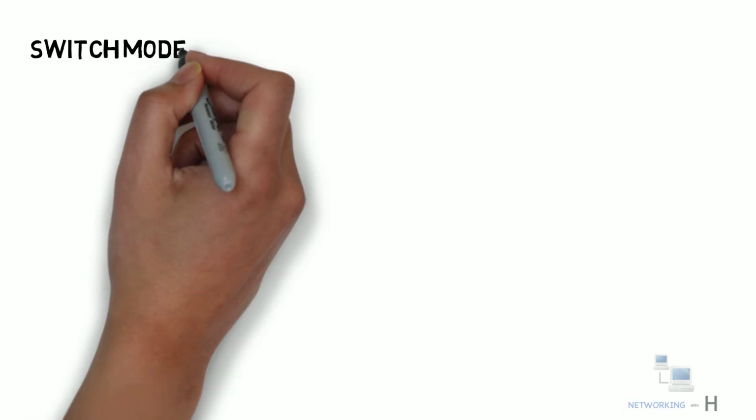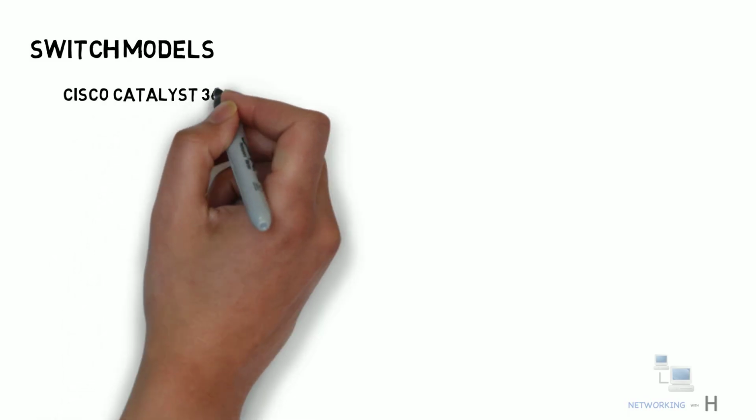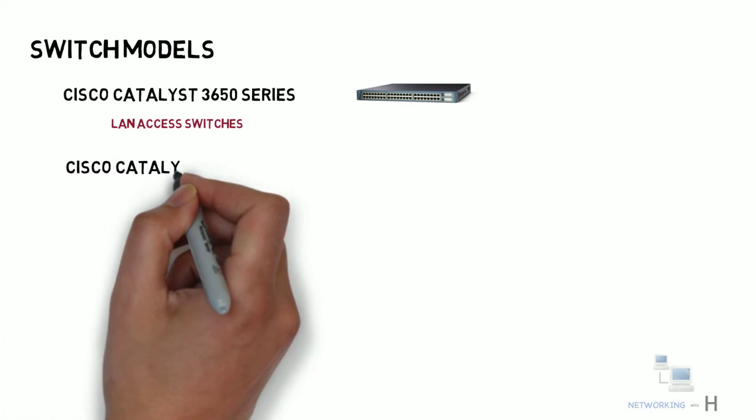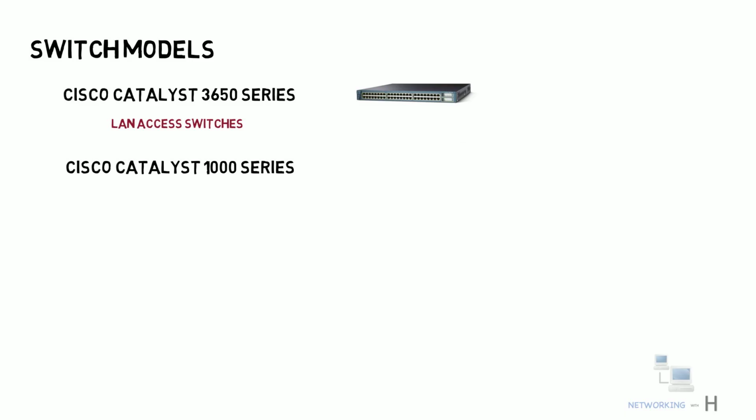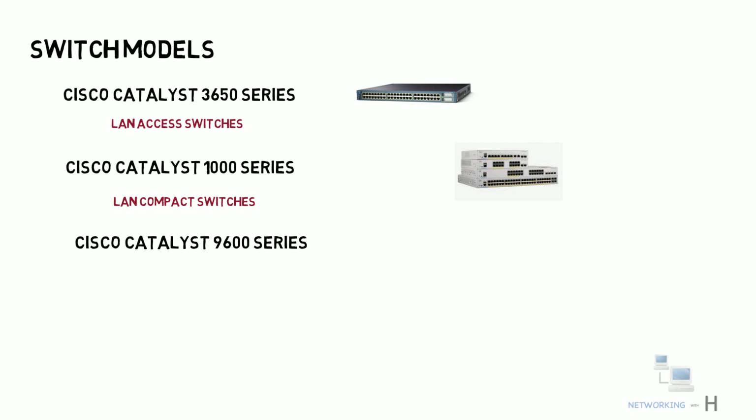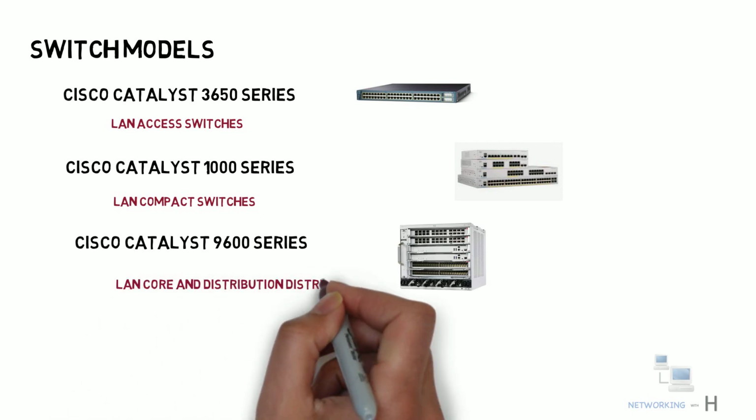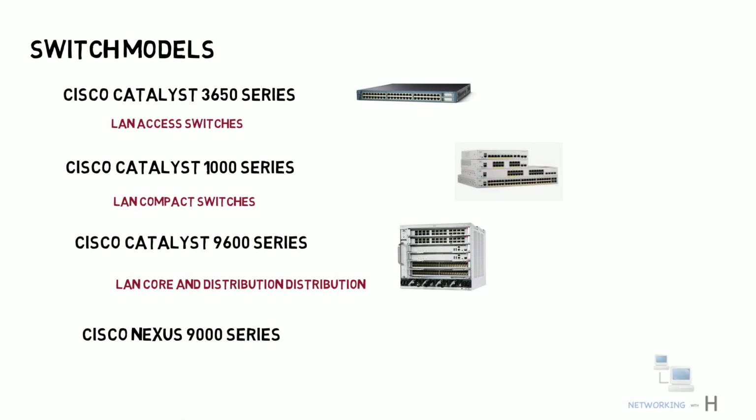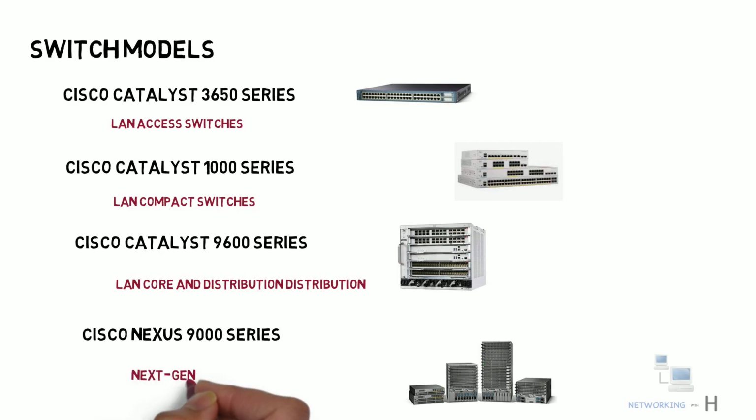Cisco offers some exciting models of switches that can be used depending on the requirement and the network you have. Cisco Catalyst 3650 series switches can be used as LAN access switches. Cisco Catalyst 1000 series switches can be used as LAN compact switches. Cisco Catalyst 9600 series switches can be used as LAN core and distribution switches. Lastly, Cisco 9K series switches are the next generation data center switches.